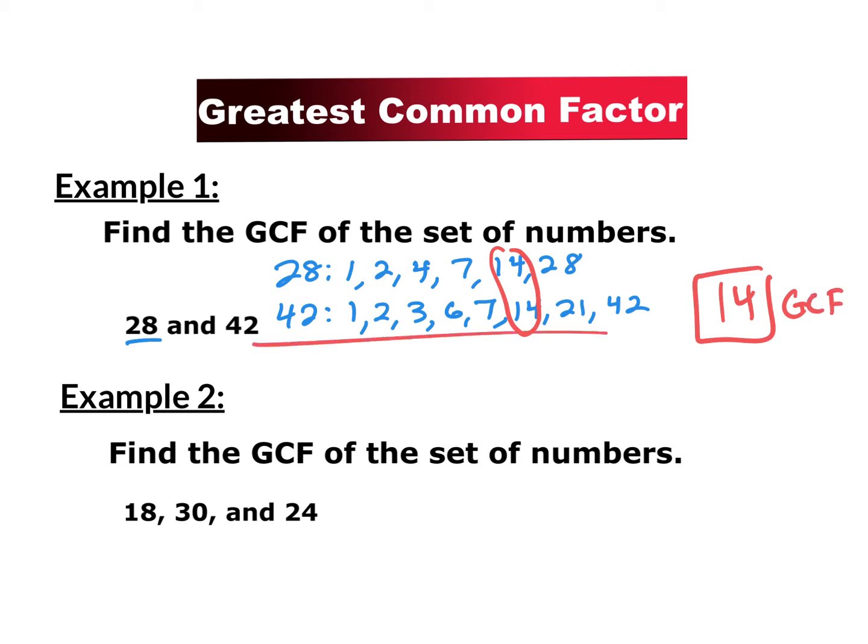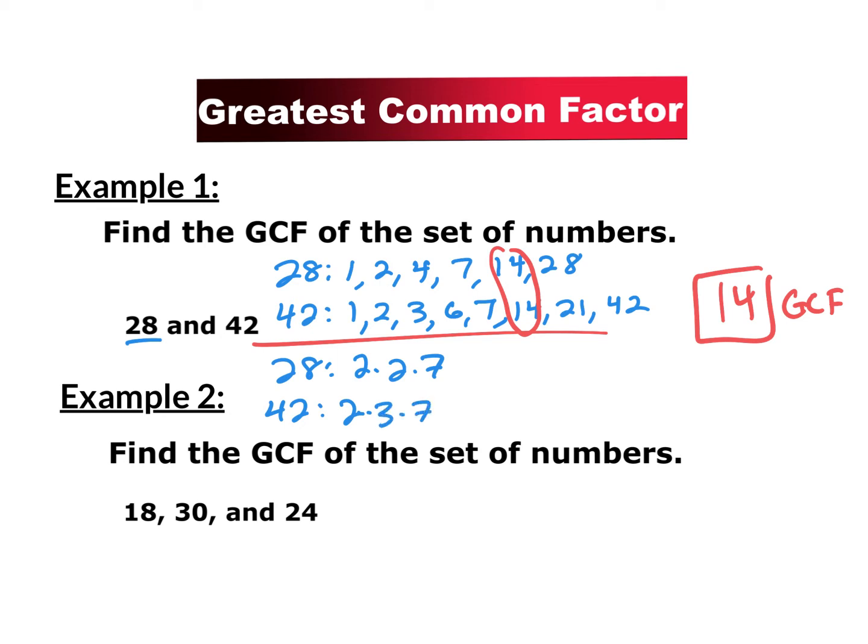And again, another technique is you could just write out the prime factorization, do a factor tree of 28. If you do a factor tree of 28, you're going to find out it's 2 times 2 times 7, the prime numbers in that. And then if you do a prime factorization of 42, that ends up being 2 times 3 times 7, if you were to work that out.